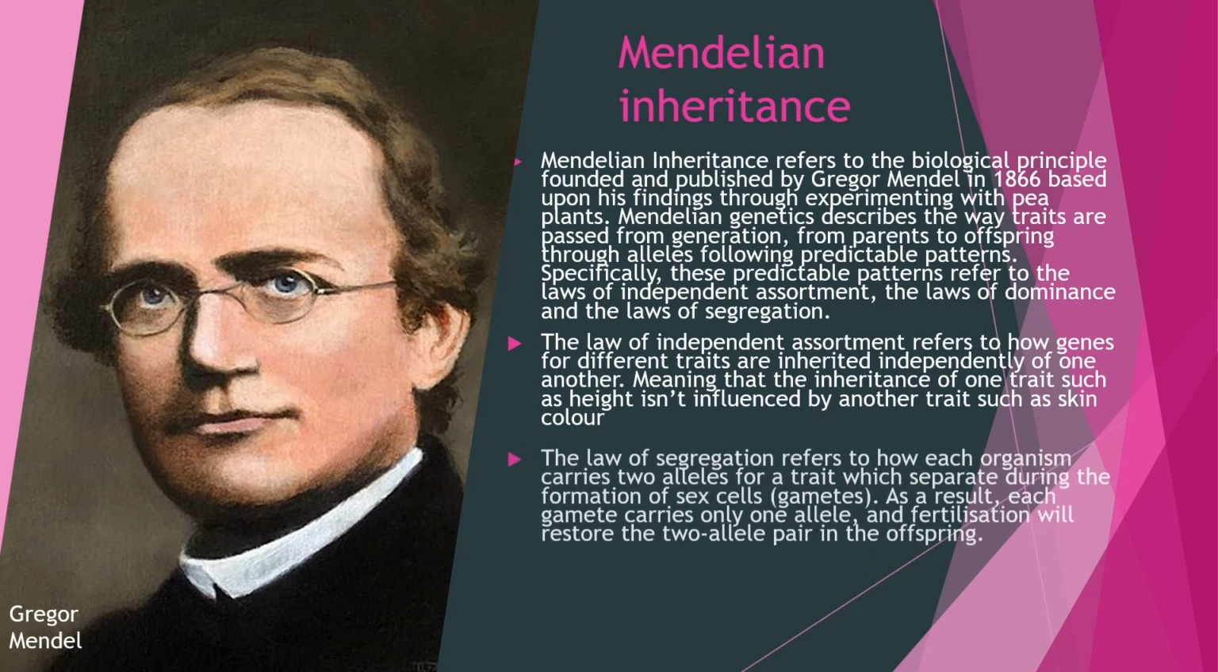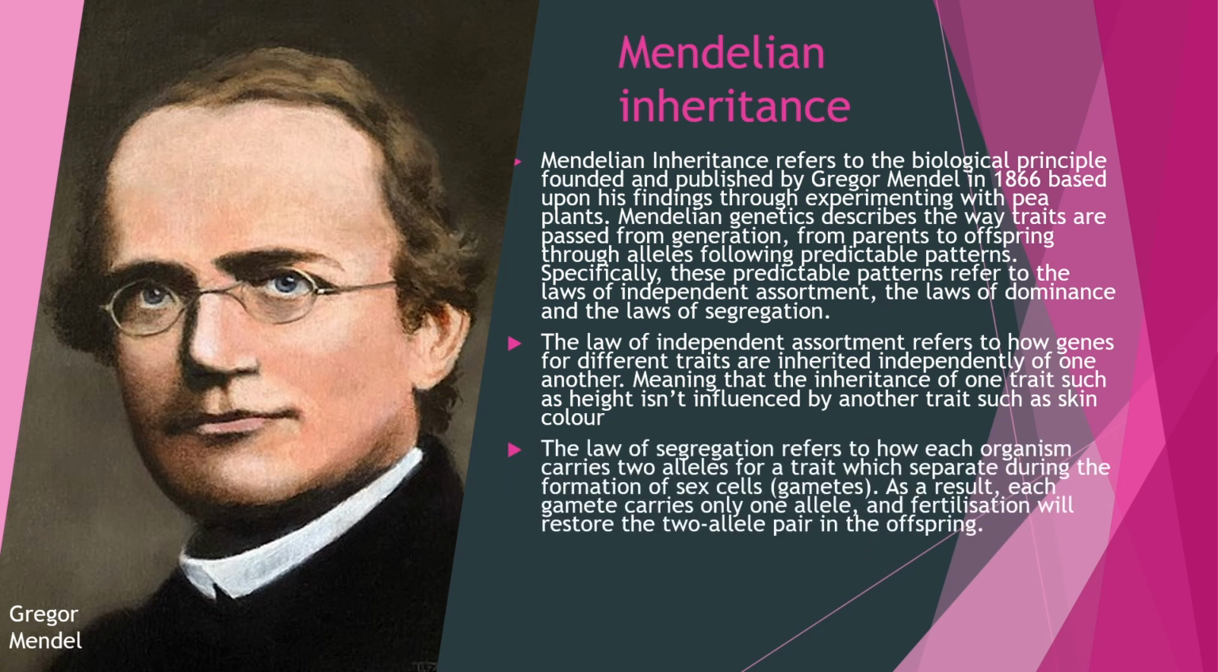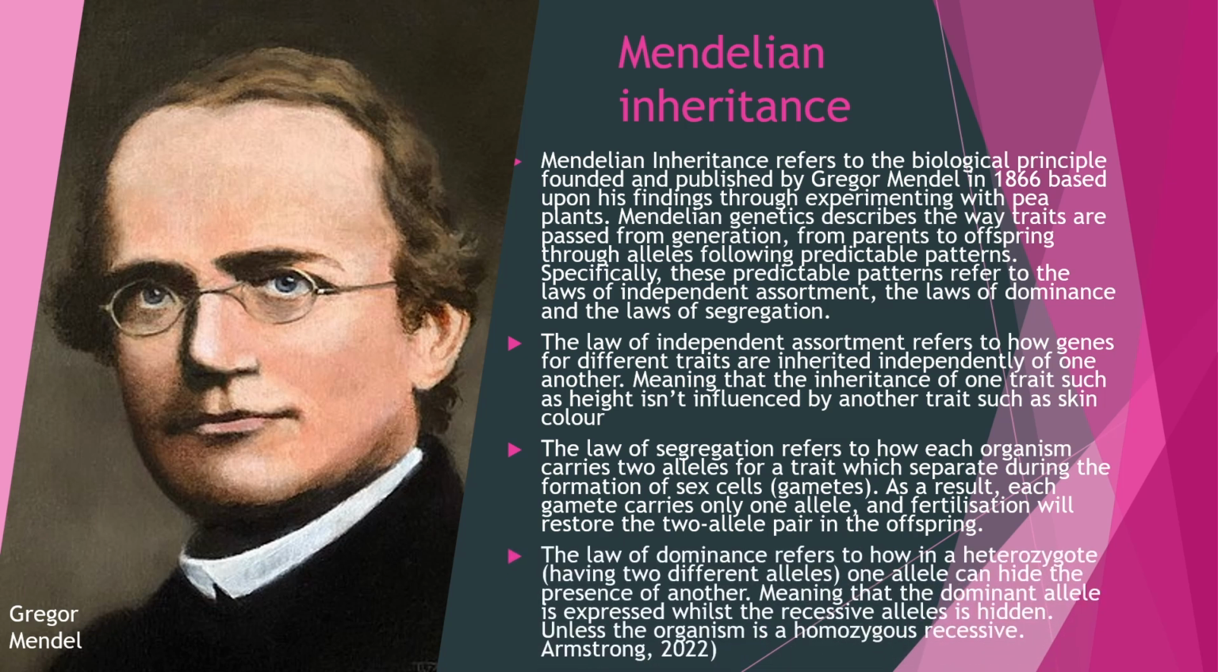The law of segregation refers to how each organism carries two alleles for the trait, which separate during the formation of sex cells, otherwise known as gametes. As a result, each gamete carries only one allele, and fertilization will restore the two-allele pairing in the offspring. The law of dominance refers to how, in a heterozygote having two different alleles, one allele can hide the presence of another, meaning that the dominant allele is expressed while the recessive is hidden unless the organism is homozygous recessive.